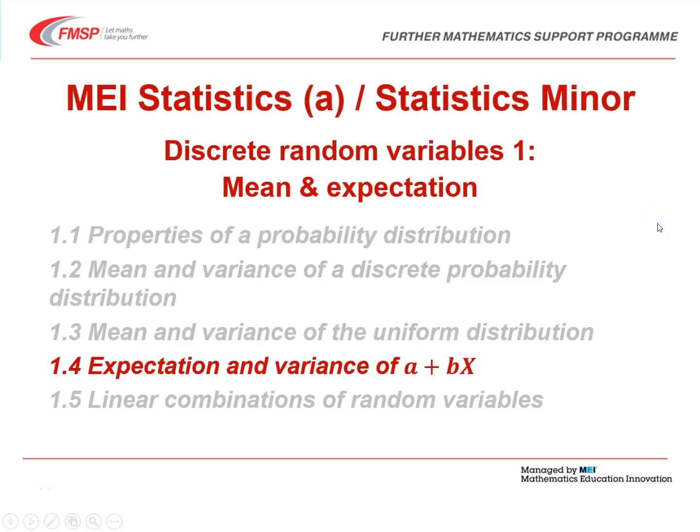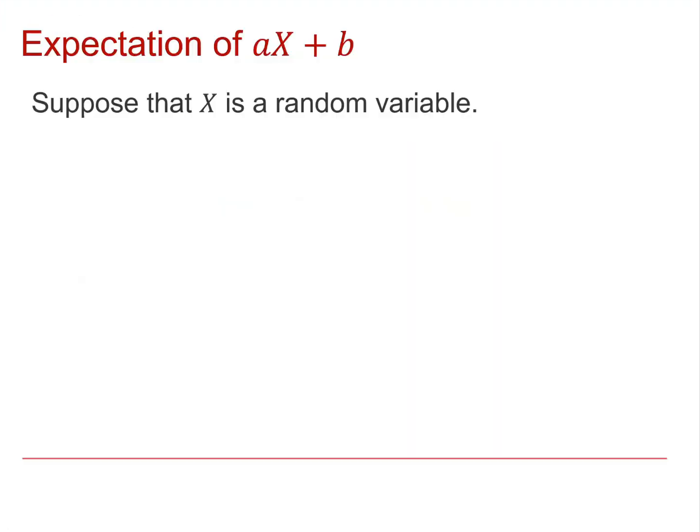This is MEI Statistics Minor, Discrete Random Variables 1, Mean and Expectation. 1.4, Expectation and Variance of aX plus b. We suppose that X is a random variable.